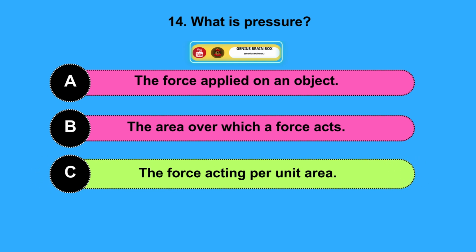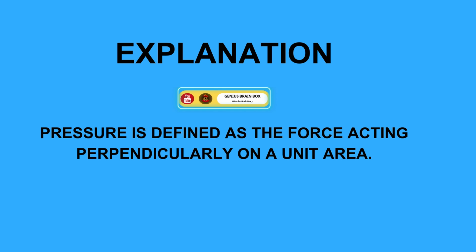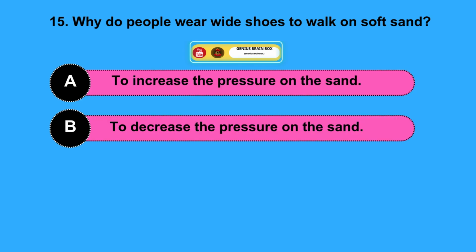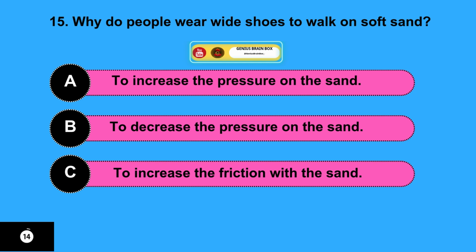Correct answer is C. Explanation is pressure is defined as the force acting perpendicularly on a unit area. Why do people wear wide shoes to walk on soft sand? Option A. To increase the pressure on the sand. Option B. To decrease the pressure on the sand. Option C. To increase the friction with the sand.